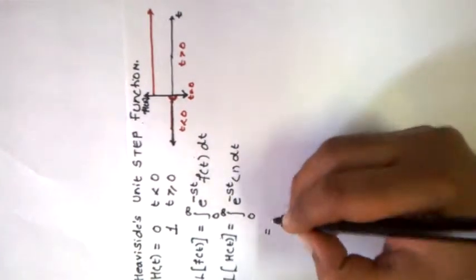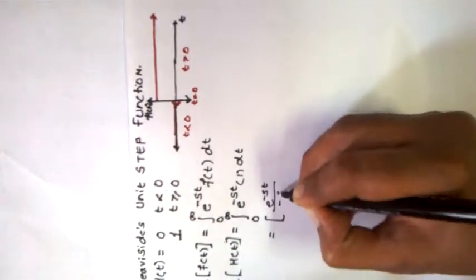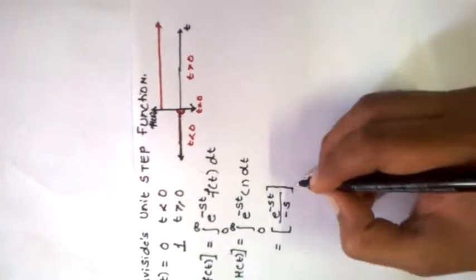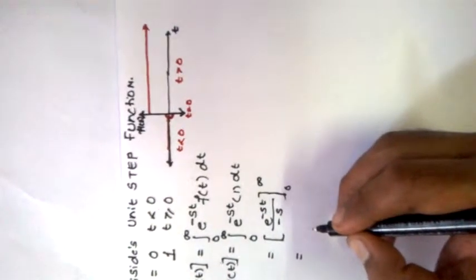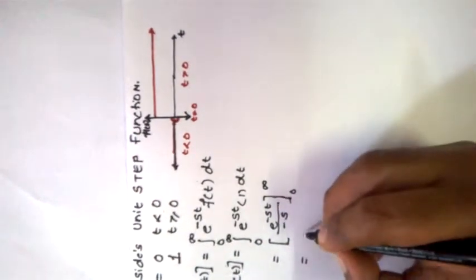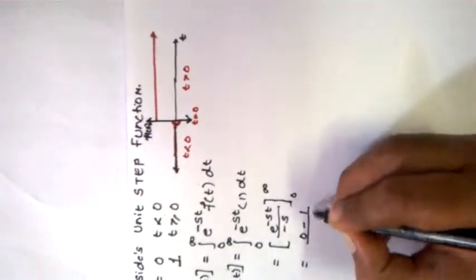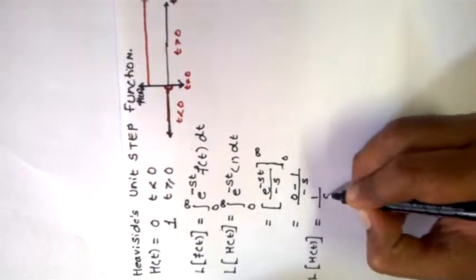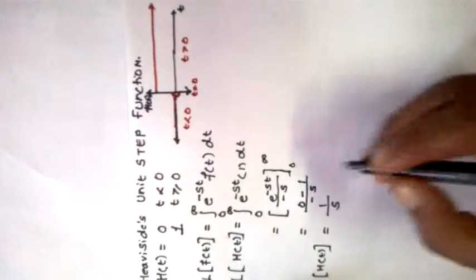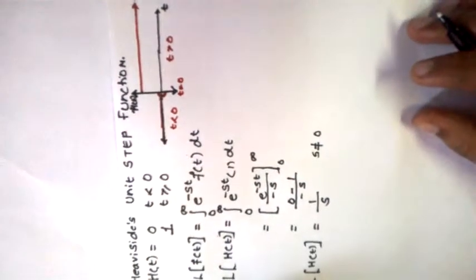Evaluating the integral, we get e raised to minus st divided by minus s with the limits 0 to infinity. When we put upper limit infinity, we get e raised to minus infinity, which is 0, minus when we put t is equal to 0, we get e raised to 0, which is 1 divided by minus s, which turns out to be Laplace of unit step function h of t is 1 upon s. Taking care that s should not be equals to 0, that is the region of existence.